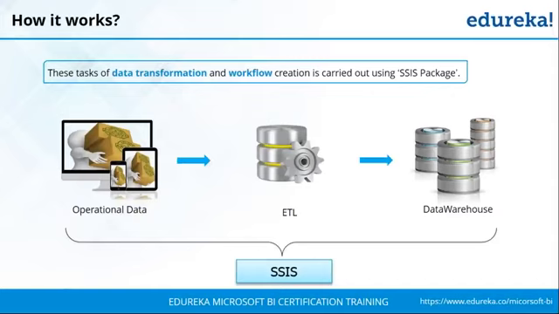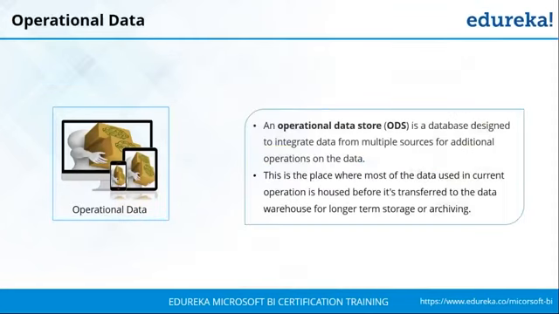We have already discussed that SSIS is a platform for data integration and workflow applications. These two things are carried out using an SSIS package. We'll be talking about the SSIS package in further slides, wherein I'll be teaching you how you can create an SSIS package in your Visual Studio. SSIS consists of three major components. The first is operational data, followed by an ETL process, and then the data warehouse. Let's understand each one of them in detail now. The first component is operational data. Now what exactly is it?